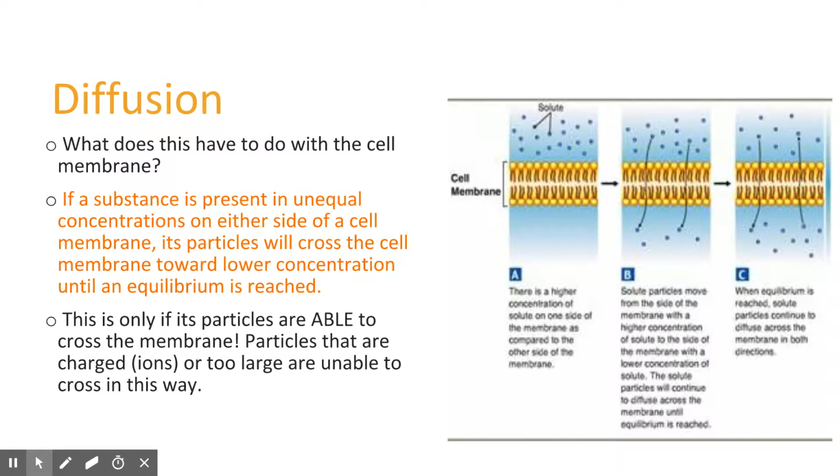Particles that are charged, like ions, if they have a positive or negative charge, or if they're just plain old too big, they can't cross this way. And we'll talk about how charged molecules and large molecules cross membranes in another video. But to remember with diffusion, we're just going to have particles crossing that membrane until we get to a point where it's in equilibrium, where you have about the same concentration inside and outside the cell.